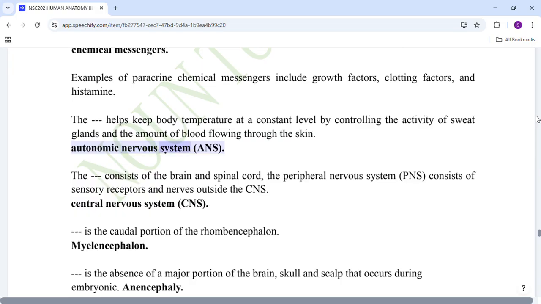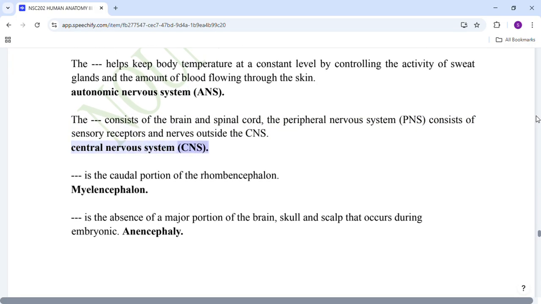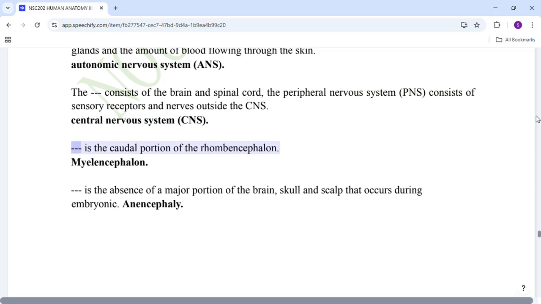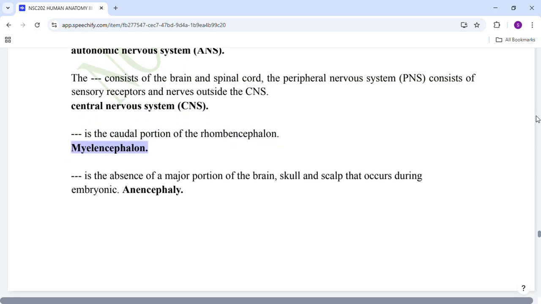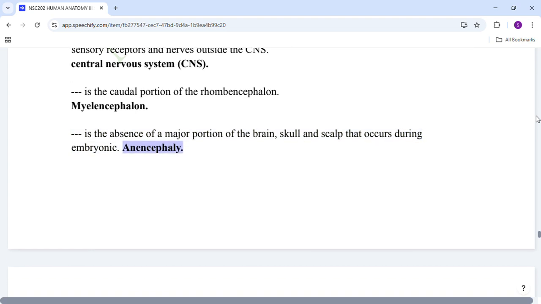The central nervous system, CNS, consists of the brain and spinal cord. The peripheral nervous system, PNS, consists of sensory receptors and nerves outside the CNS. The myelencephalon is the caudal portion of the rhombencephalon. Anencephaly is the absence of a major portion of the brain, skull, and scalp that occurs during embryonic development.